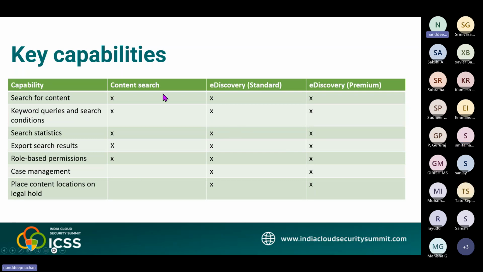Right. So as you can see on the screen, this is the table which talks about all of those capabilities. Obviously, content search is a very basic thing, which provides only capabilities like searching or exporting. But as you go into the more premium mode, eDiscovery Standard gives you all of these capabilities. Compared to that, eDiscovery Premium is very much premium functionality, which gives you all of those things.